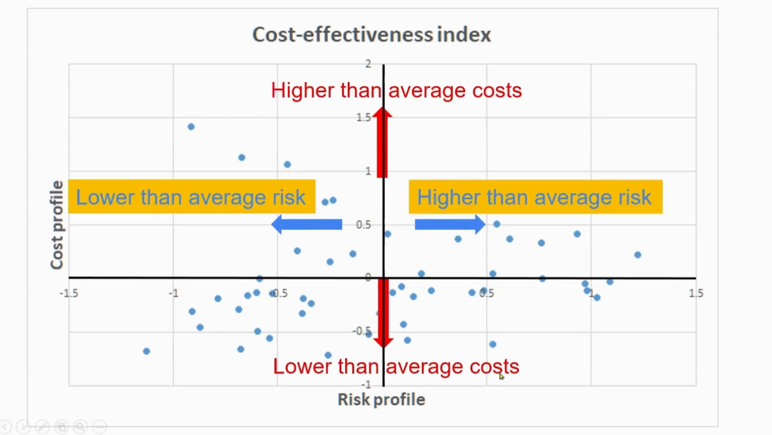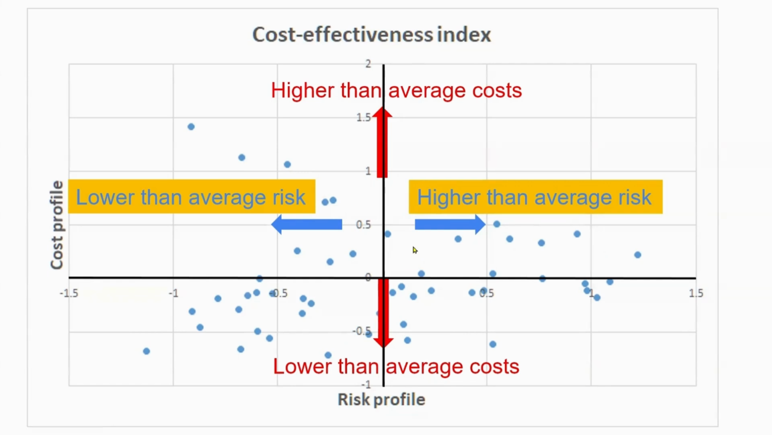In the scatter plot, you will find that the left side means lower than average risk, and the right side means higher than average risk. The lower side of the scatter plot means lower than average cost, and the higher side of the scatter plot means higher than average costs. Each dot represents a GP. This plot helps us quickly identify outliers and trends among providers.